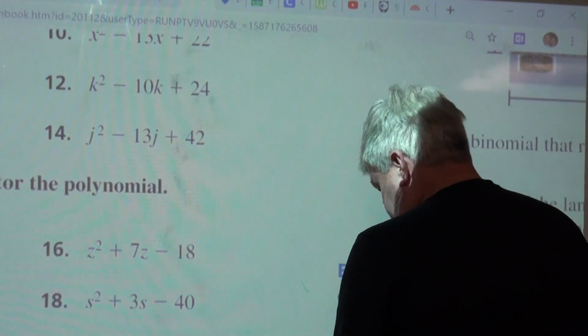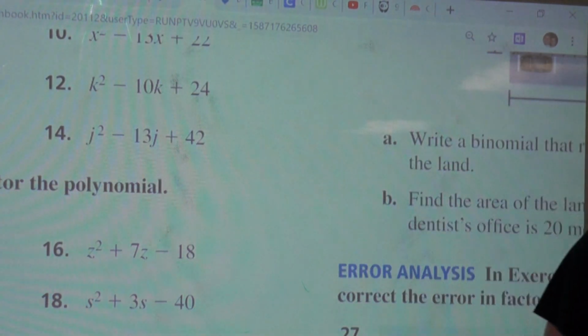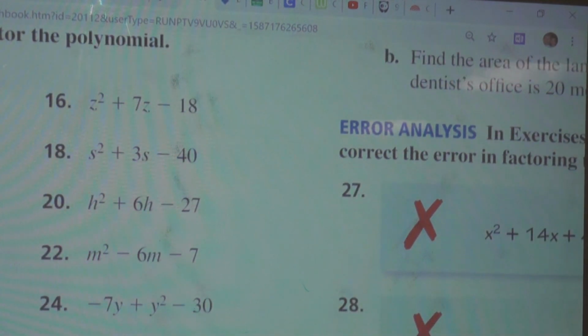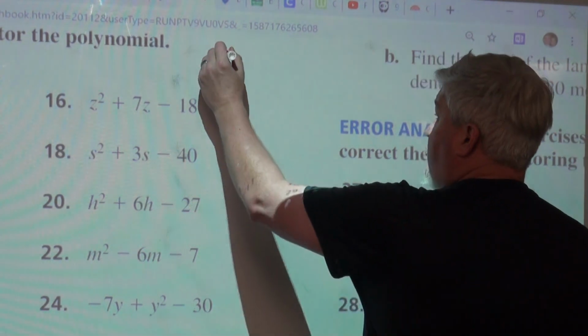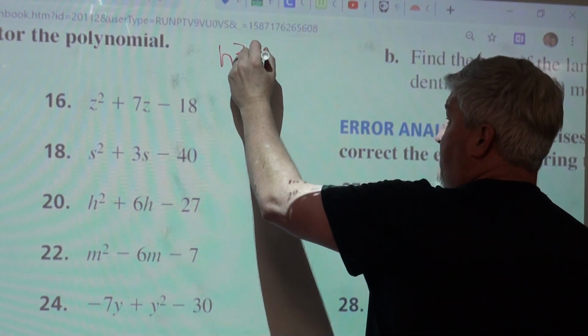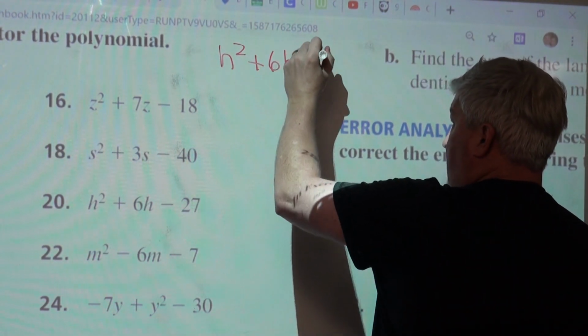All right, and one more example to do here is just below. I'm going to choose, 20 looks fun. H squared plus 6h minus 27.